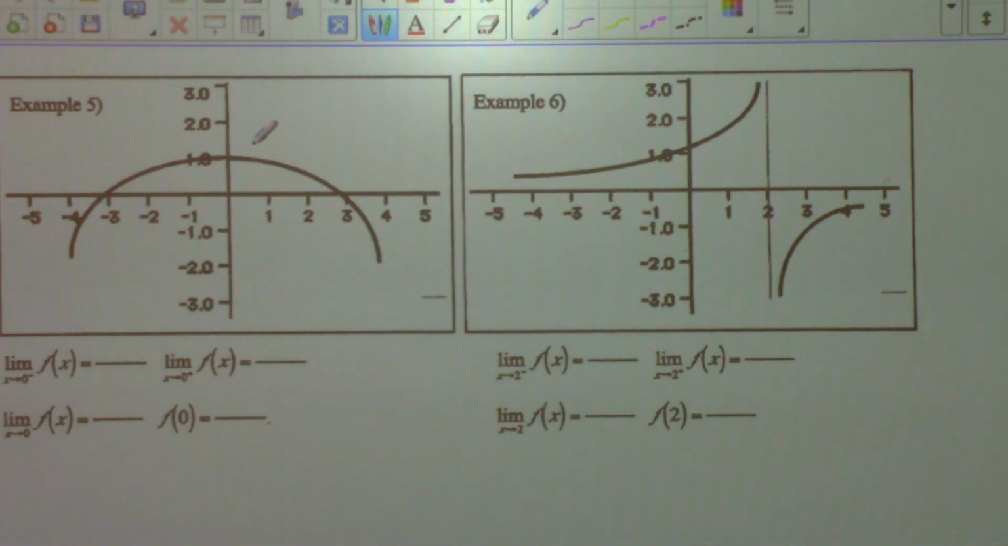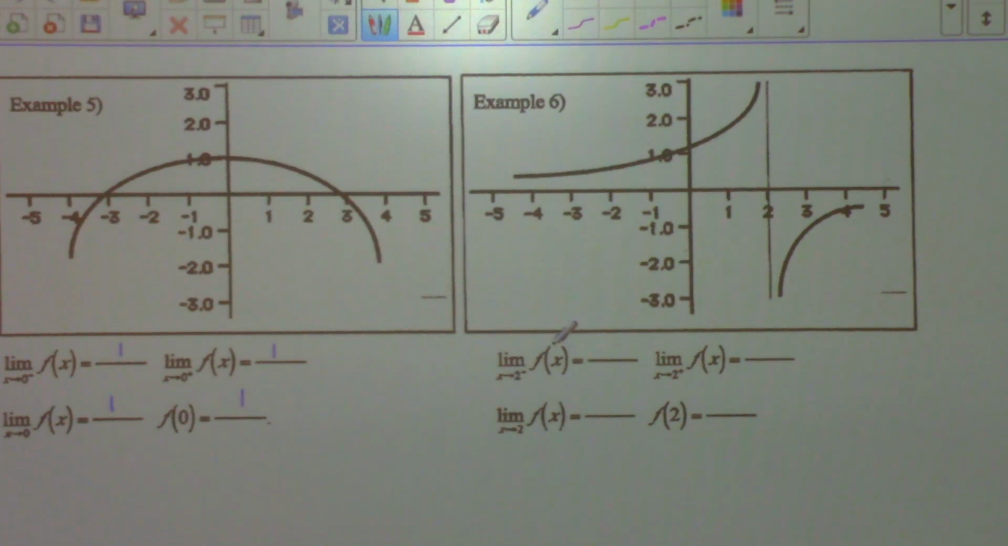Okay, for example 5, I'm looking at as x approaches 0 from the left side, it looks to me like 1. Is that right? As x approaches 0 from the right side, I'm also getting 1. And since the left side and right side are 1, we have this. The limit is 1, and f of 0 looks like it is also 1.